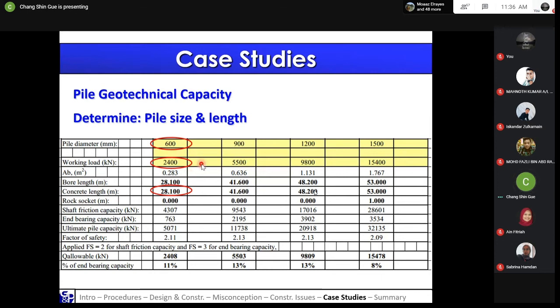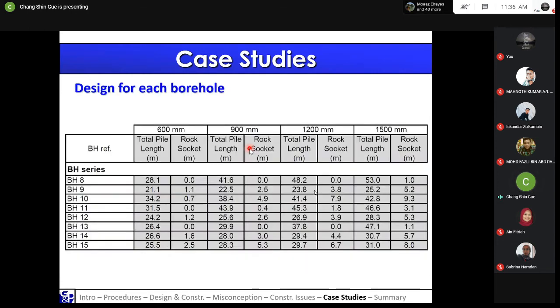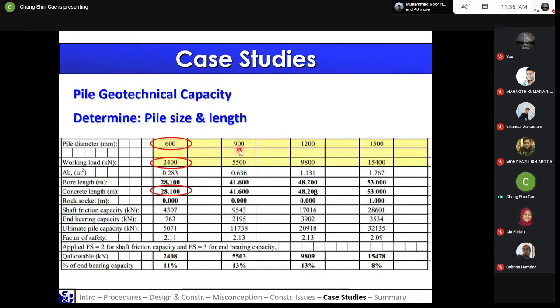So for 900 diameter piles, you can see that the capacity will be larger, and then you need a longer length in order to achieve the geotechnical capacity for such load. So you do a calculation for different pile sizes, and then you know what kind of length is needed for the respective pile size. And this is just for one pile.